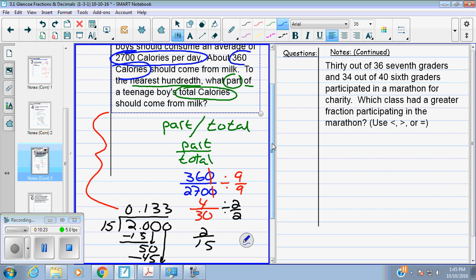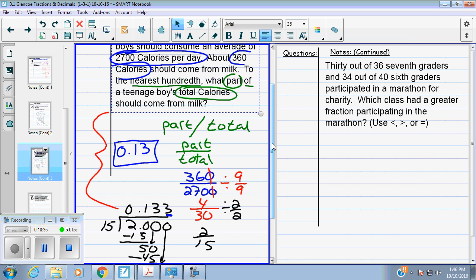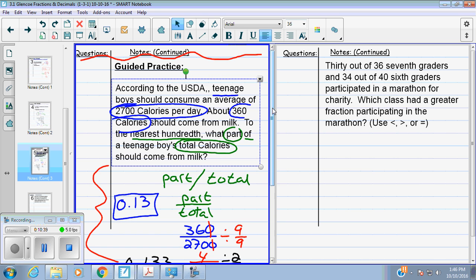So since I need only to the hundredths, I'm looking at my 3 here, and that means I'm going to keep the 3 in front the same. So our answer for this problem is 0.13 calories should come from milk in your total calorie diet for a teenage boy. I'm going to have you work on that last problem with me in class.